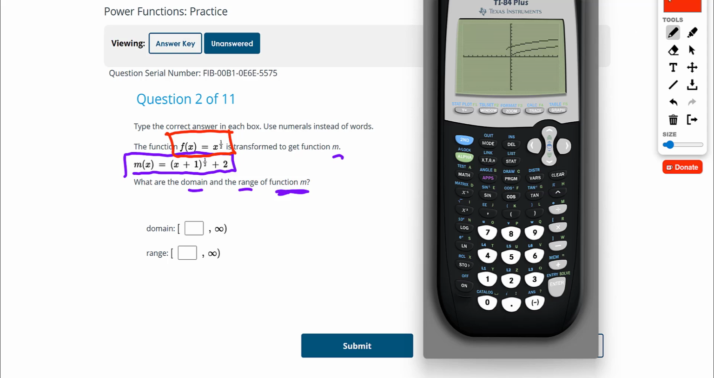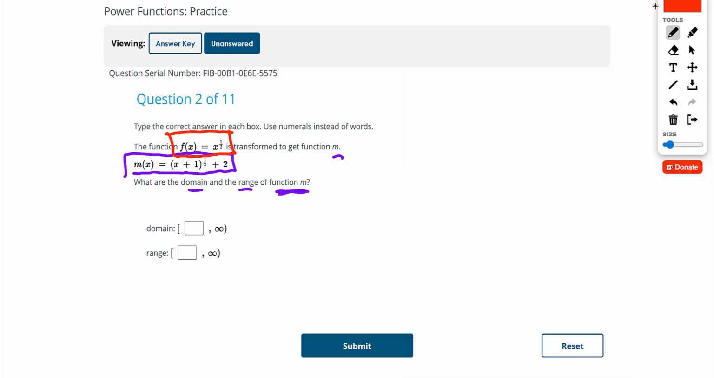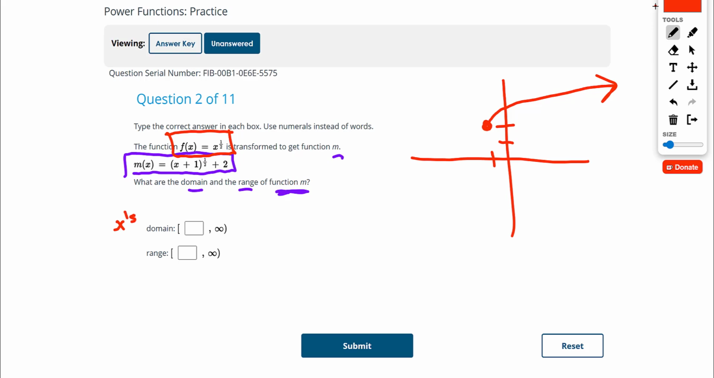In fact, just so we have a clear visual, because now I think we're ready to go and answer the question they're asking. So the m function looks something like that. It starts at the point -1, 2. So now the question is, okay, what is the domain? What is the range? Recall domain refers to the x values of the graph, and x values go left and right.